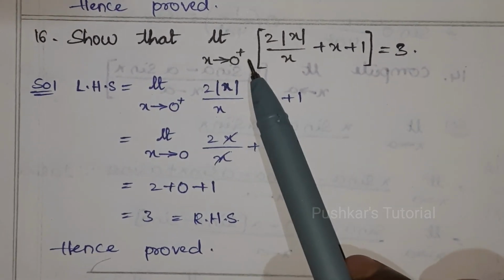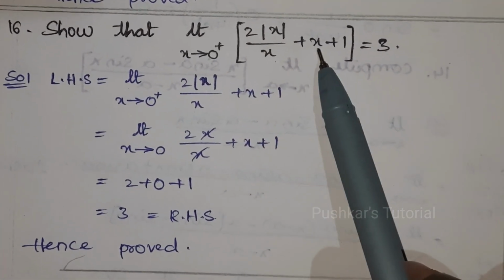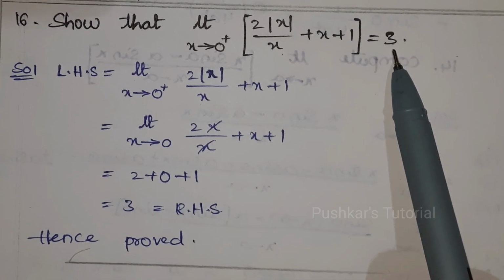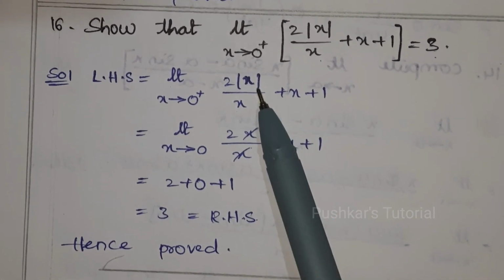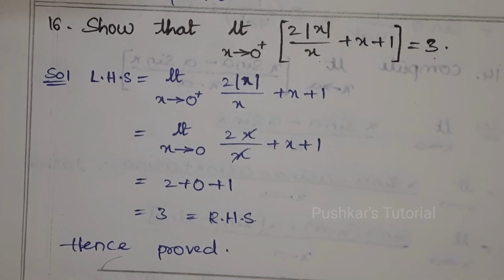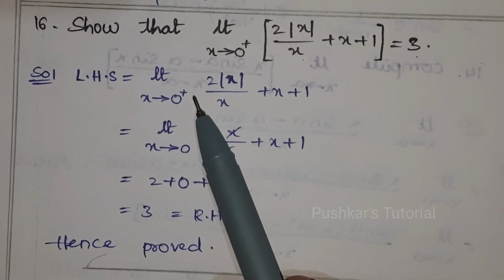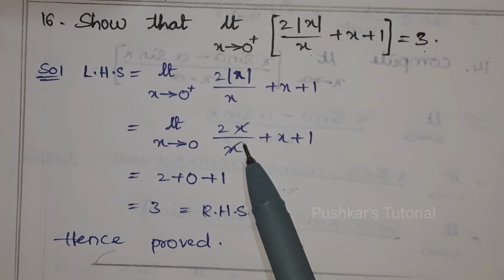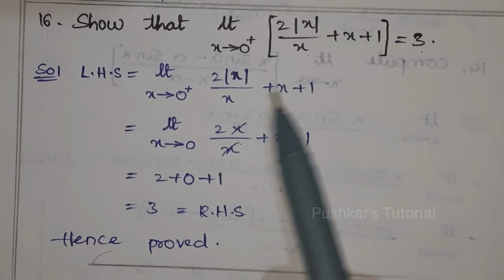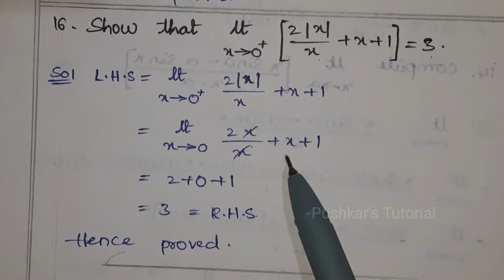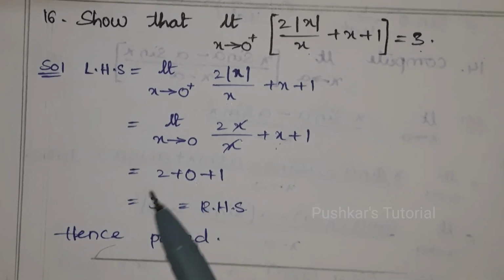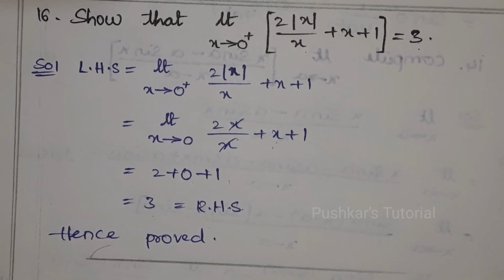Very important question. The limit as x tends to 0 plus of (2 mod x by x plus 1) is equal to 3. Again you see here, limit x tends to 0 plus is given. So what is the mod definition? Plus or minus x. 0 plus is given now. Plus means plus x only. So 2x by x, remaining as it is. x gets cancelled. Wherever x is there you have to put 0. So here you have to put 0. 2 plus 1, the answer is 3. Hence proved.